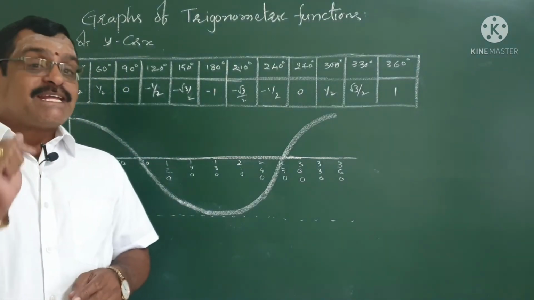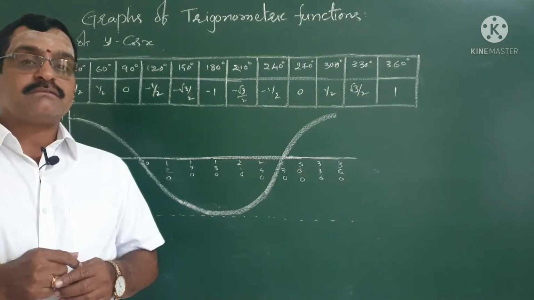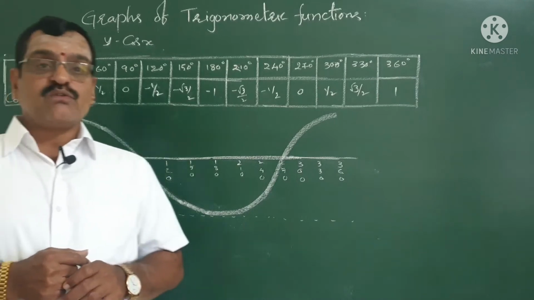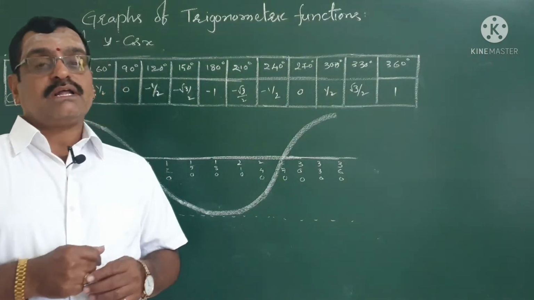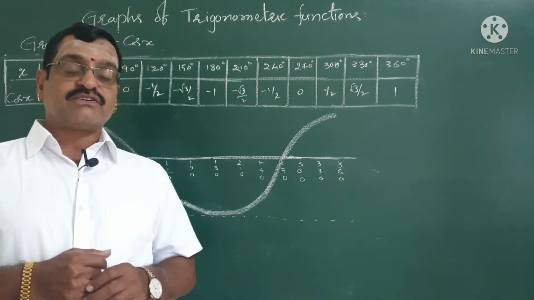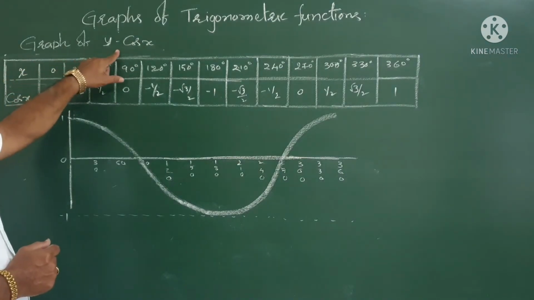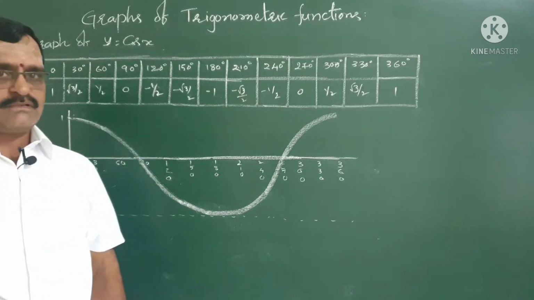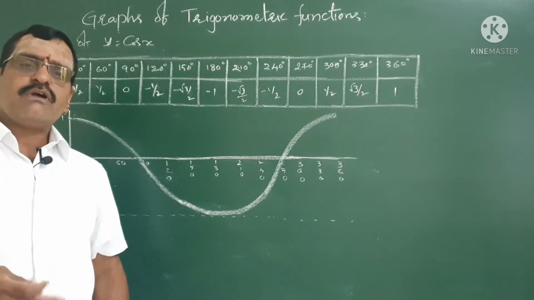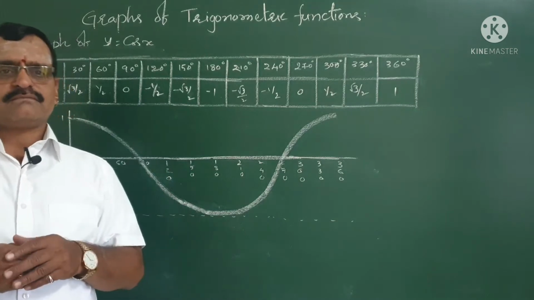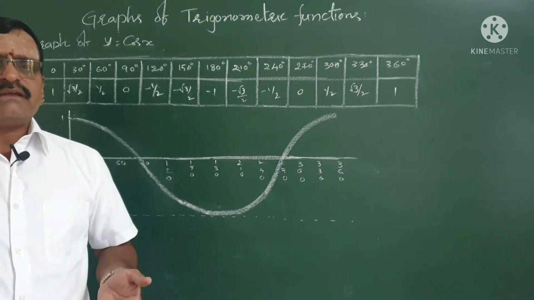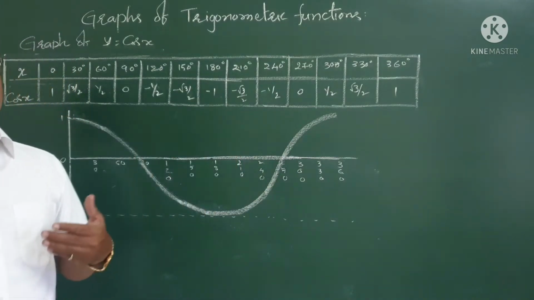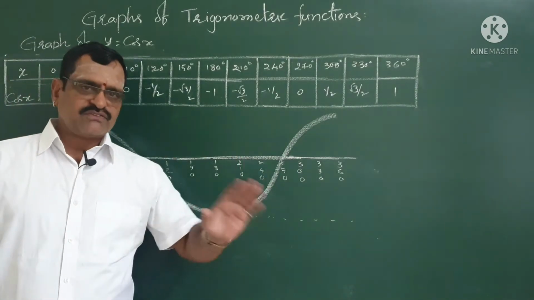This is the 9th video on the chapter Trigonometry. In this video, I am going to explain how to draw the graph of the cos function. The cos graph is almost similar to the sine graph. The cos is also very similar to sine. What is the similarity? It is continuous and differentiable. That means there is no break and there is always smoothness.